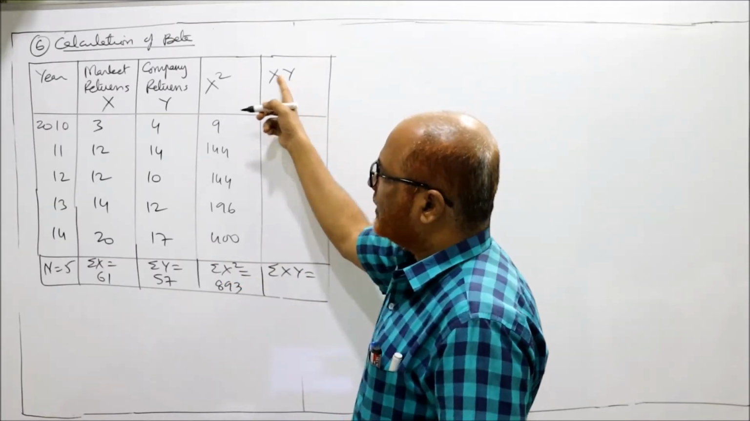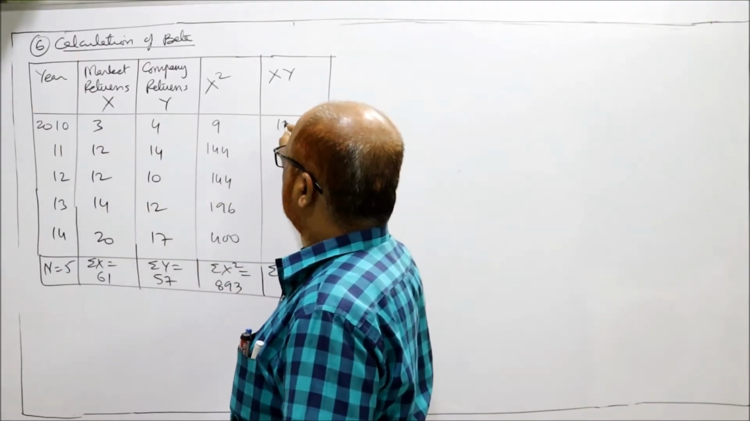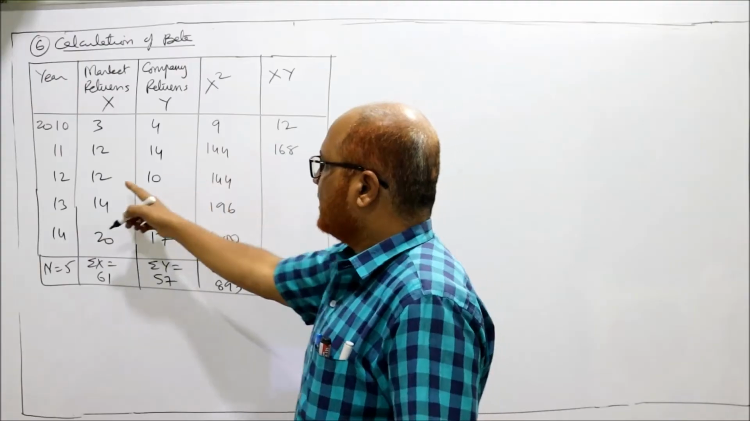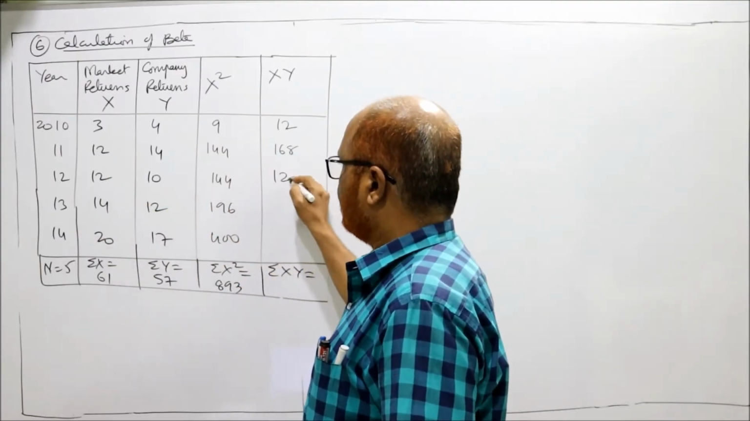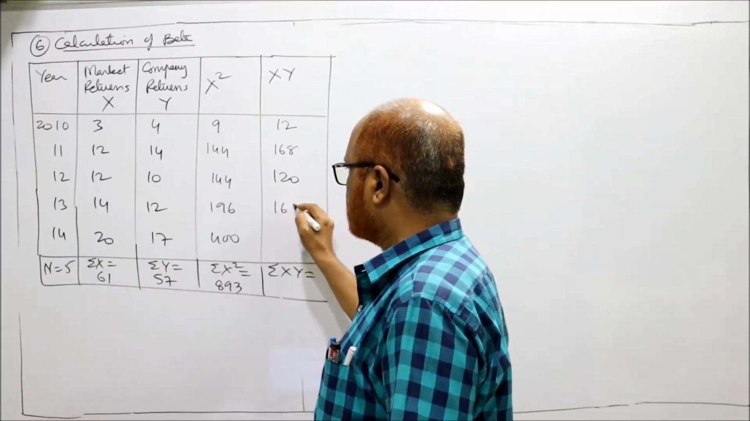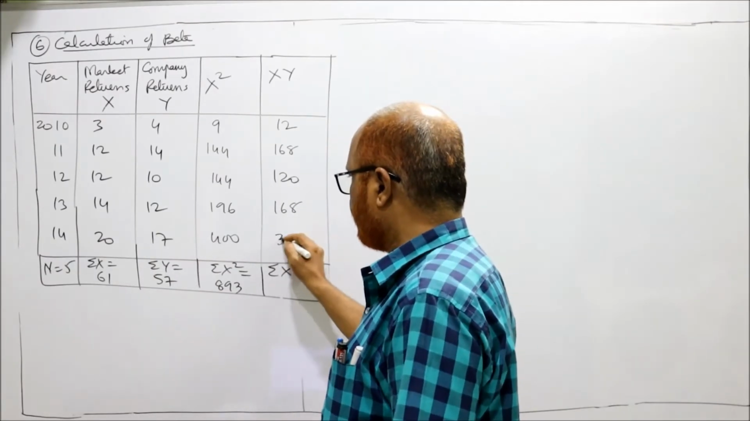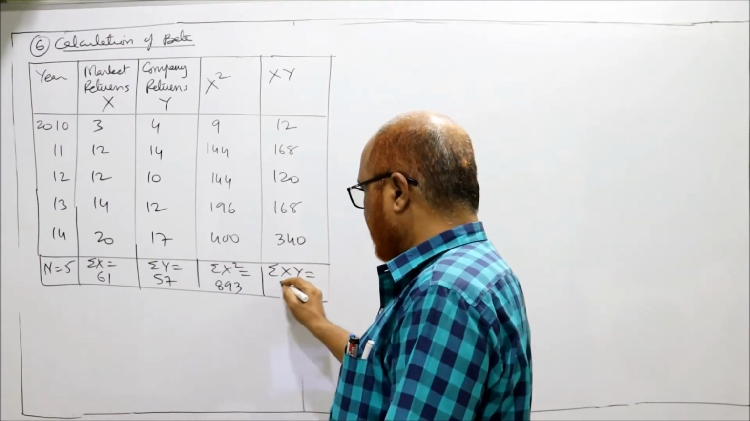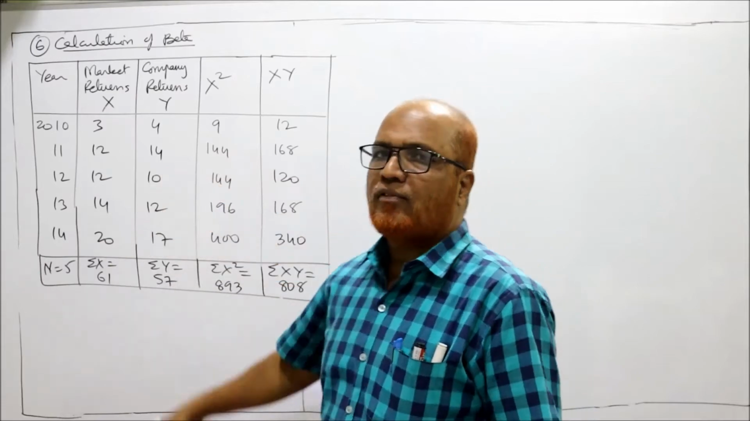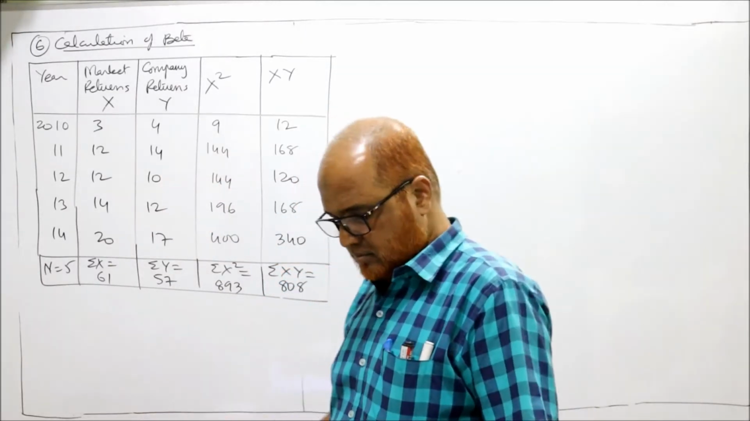उसी तरह x into y, multiply this x into y. 3 4s are 12. 12 into 14, 168. Then 12 into 10, 120. 14 into 12 is 168. Then 20 into 17 is 340. The total comes to 808. These are the columns we require for calculating the beta coefficient of the company UTI, right?